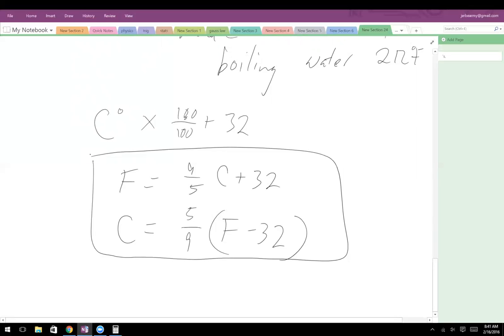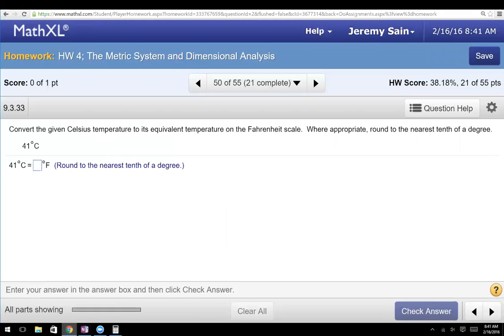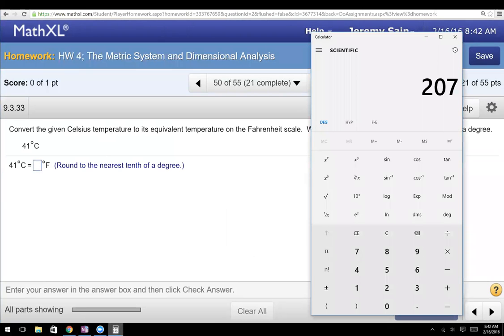All right. So we're going Celsius to Fahrenheit. So we're going to multiply by 9 over 5, which, by the way, is also 1.8. So 41 times 1.8 plus 32 is 105.8.